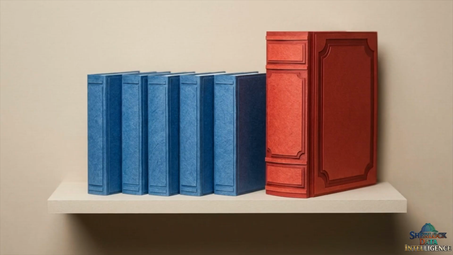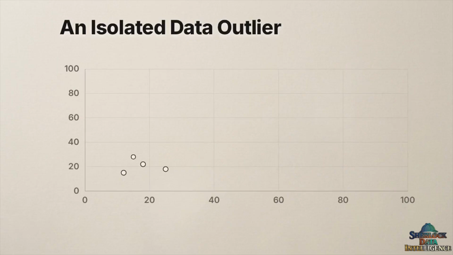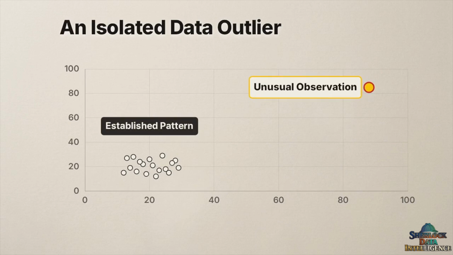Now, let's disrupt the pattern. We place a massive 20-inch art book onto the end of the shelf. In statistics, we call this an outlier. It is an observation that is unusual, a data point that simply doesn't fit the pattern of the surrounding observations.